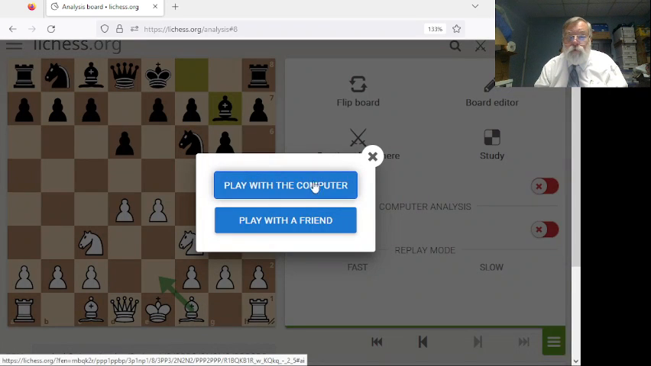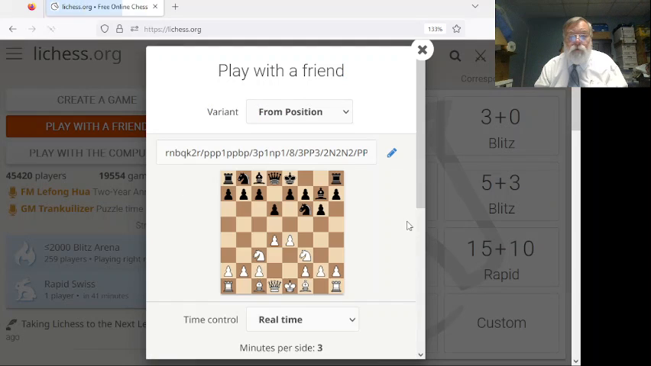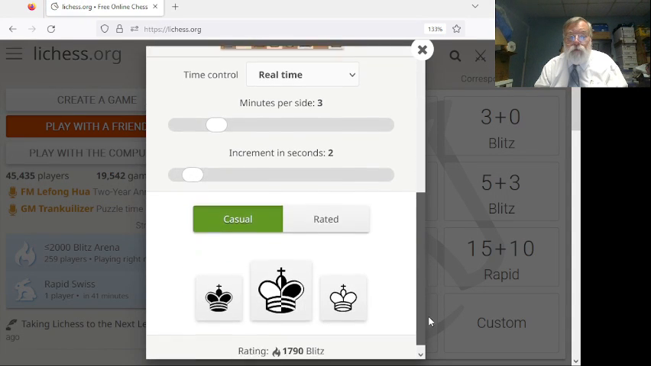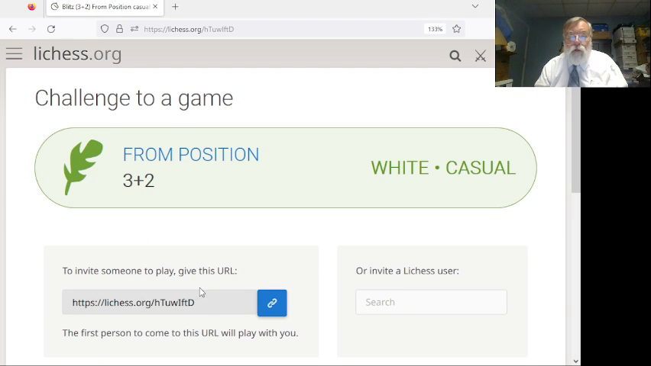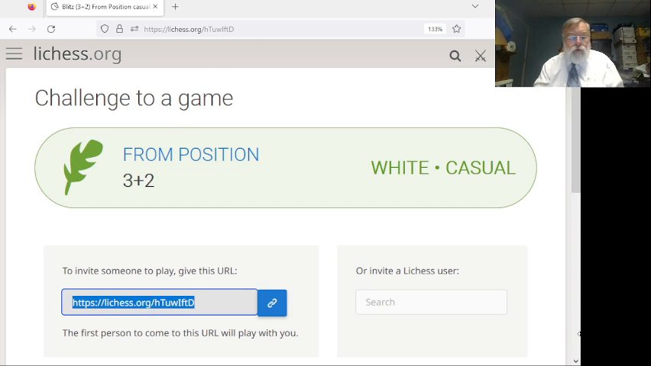Continue from here. Play with a friend. We have the 3-2 black, and I'm playing white. This is the link that will get you in to playing the black side of this, and see if you can continue to thwart my idea. I'm going to copy that into the chat in case that helps make it easier.